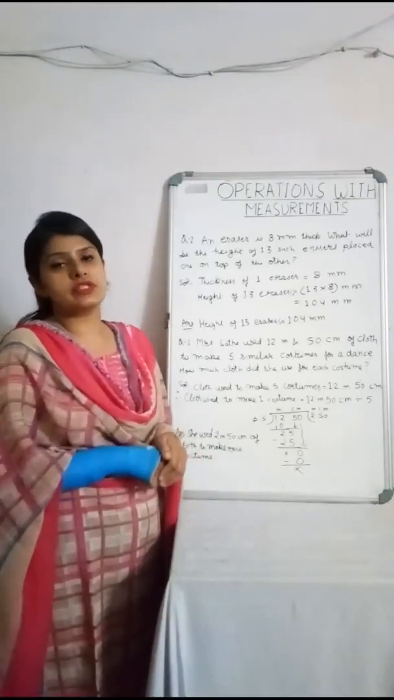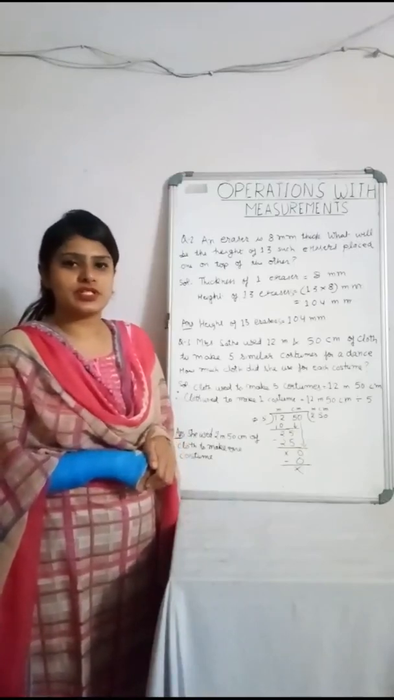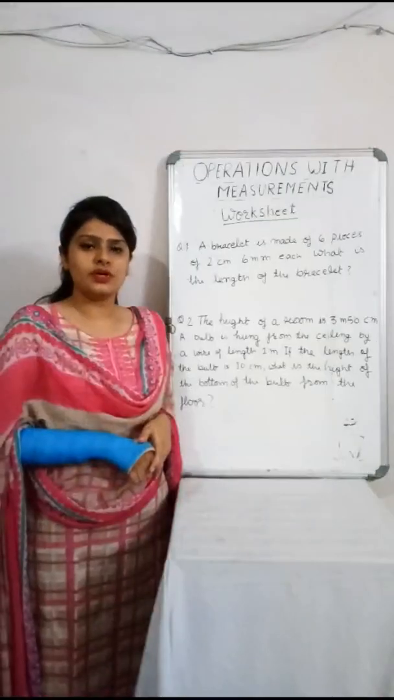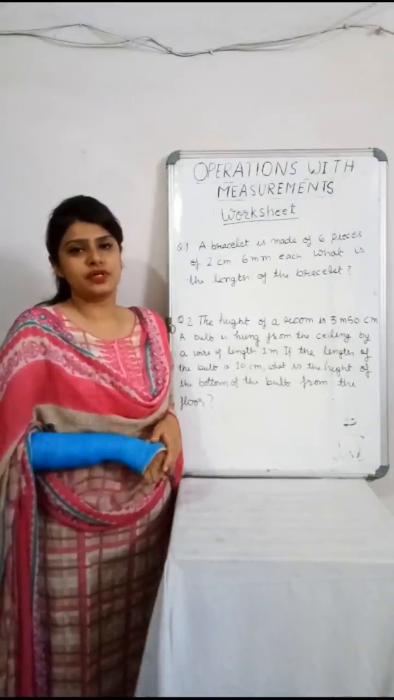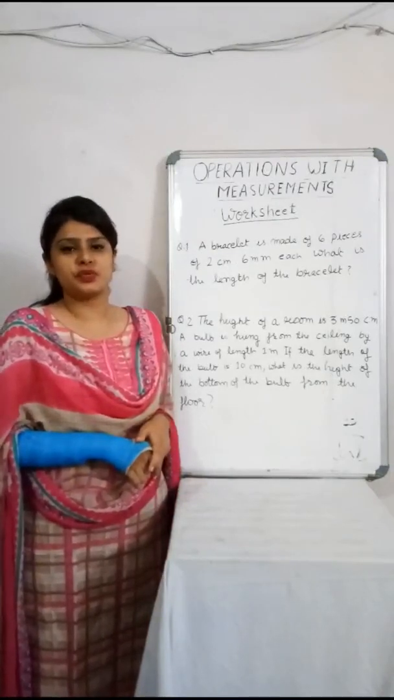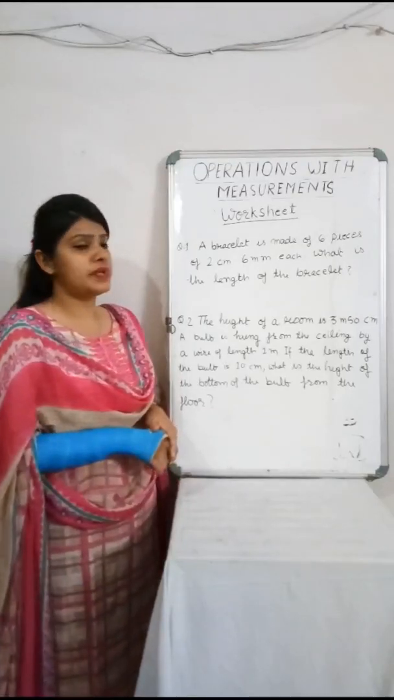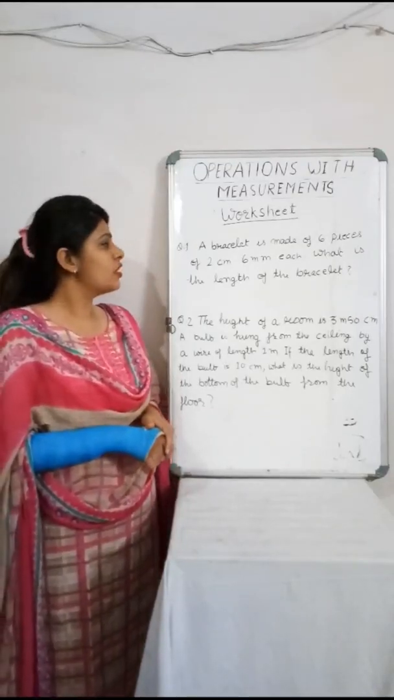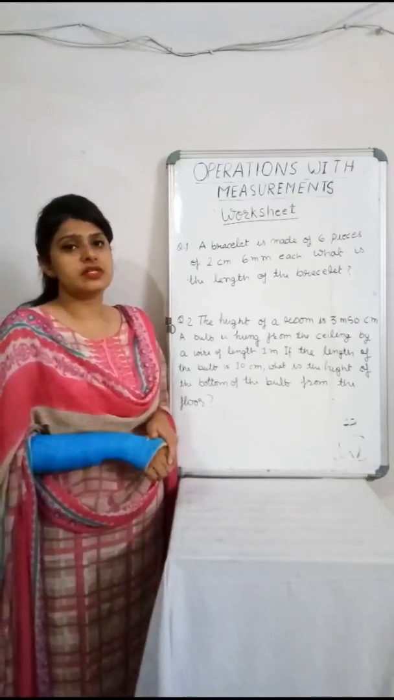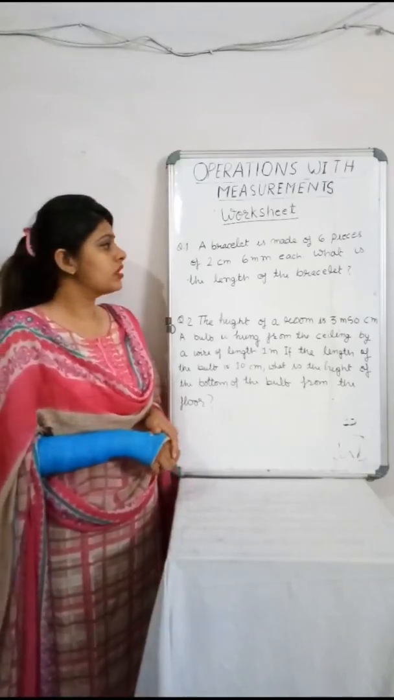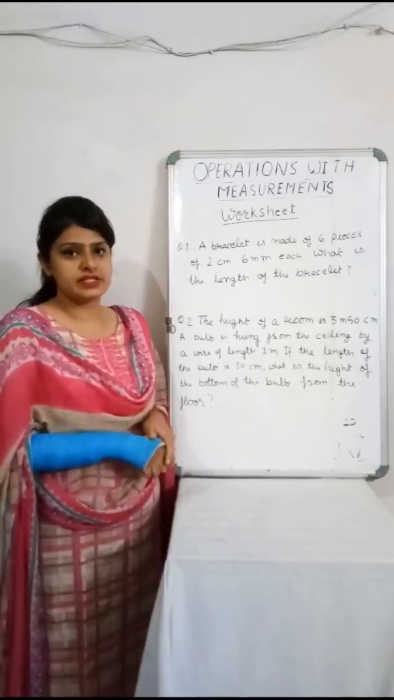Now we will proceed for today's worksheet. So this is our third worksheet on operations with measurements. Question number 1. A bracelet is made of 6 pieces of 2 centimeters, 6 millimeters each. What is the length of the bracelet?